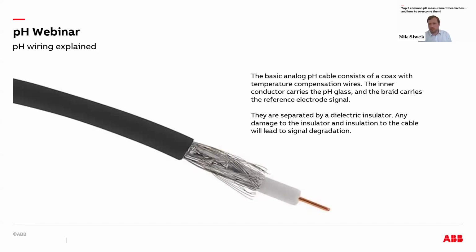If you look at a pH sensor, there's usually a coax cable inside. The inner conductor is the pH signal, and the braid on the outside is the reference signal. It's separated by a dielectric insulator, which can vary in material depending on the application. But as soon as that material is flattened from bending the cable too much, cut by accident, or damaged in any way, that insulation drops down and you get a short between the pH signal and the reference wire. That's what contributes to some ground loops potentially.